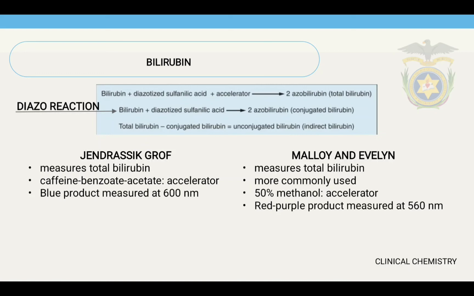For Jendrassik-Grof, the preferred accelerator is your caffeine benzoate acetate, and the blue product produced is measured at 600 nanometers. In contrast, your Malloy and Evelyn utilizes 50% methanol as its accelerator, and its end product is a red-purple product measured at 560 nanometers. Between the two, Malloy and Evelyn is the more commonly used one in the laboratory.